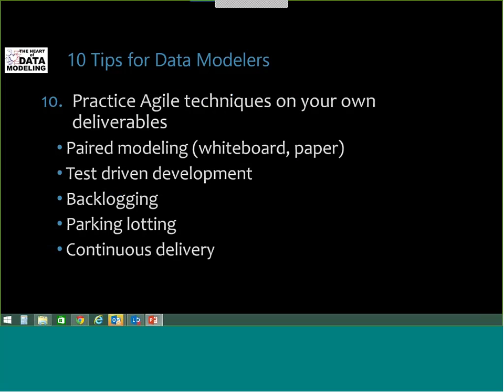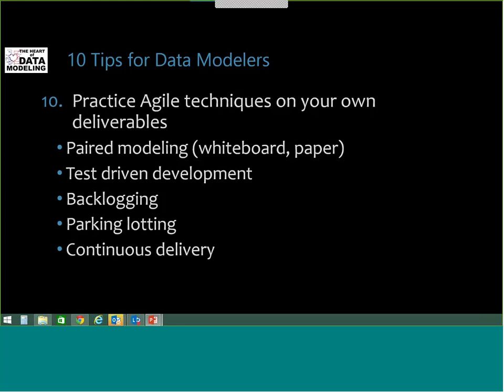That means generating your model, generating the physical model, generating some DDL, even if you're not delivering it. The worst thing you can do to an Agile team is deliver DDL that won't even run in a database. That's unacceptable. We should be creating backlog lists of data modeling functionalities.